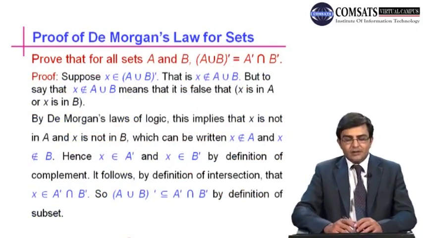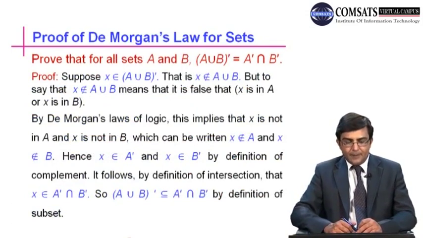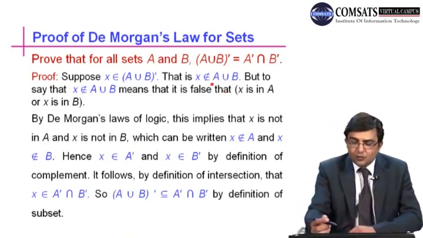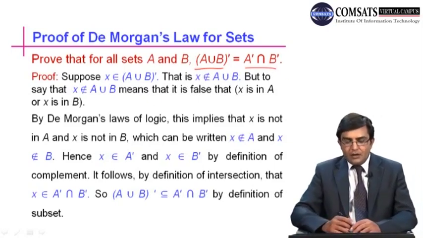This law is very important in set theory, so we discuss the proof of this law here. Prove that for all sets A and B, A union B whole complement is equal to A complement intersection B complement. So this is De Morgan's law for sets. So to prove this set is equal to this set, what do we do? We do the same procedure as we have done in the previous proof.